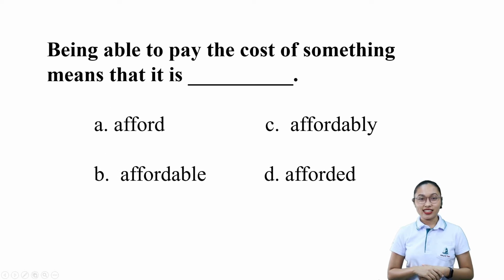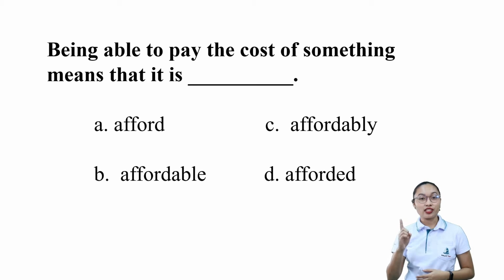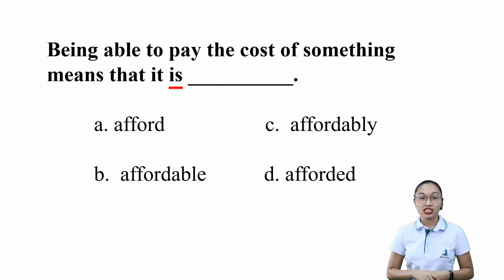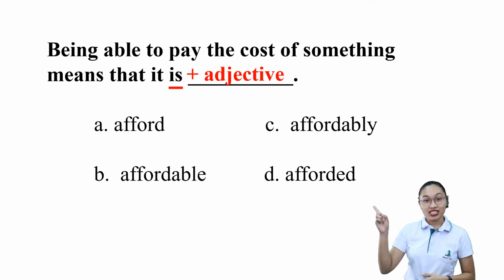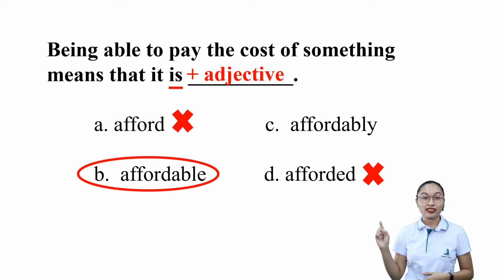Being able to pay the cost of something means that it is blank. A. Afford, B. Affordable, C. Affordably, or D. Afforded. Using the first strategy, let us look for words or clues to help us in narrowing down the answer. Is commonly used before a noun or an adjective. In here, we need an adjective. Letters A and D are clearly not the answers because of this. The only answer that fits this requirement is letter B, affordable.